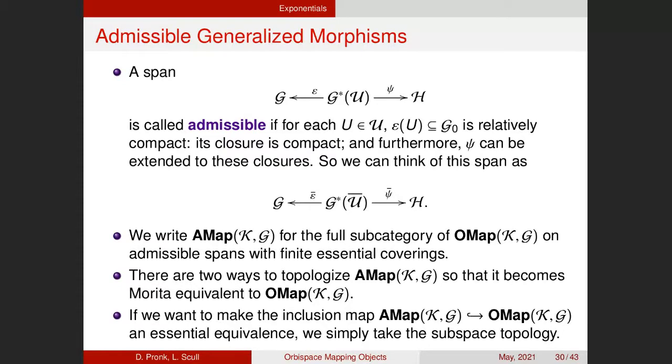Just be slightly careful because this here is not an etale groupoid. So strictly speaking, that groupoid is not sitting entirely inside the category we were looking at. That's why I said we use the admissible maps where we have the correct groupoids, but you can think of them in this way. So we write AMAP for the full subcategory of OMAP on the admissible spans, and we only use finite coverings, of course. Then we still have to ask, how do we put a topology on this? You could think of AMAP as a subgroupoid of OMAP, so I take the subspace topology. That is not the one we want to use because it's not giving us the right results.